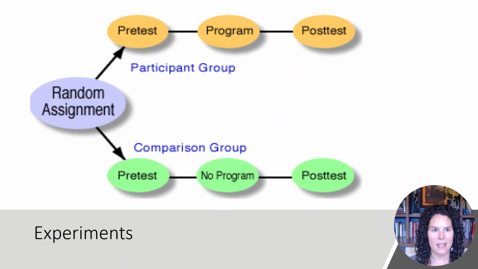So using that same dorm example, we could randomly assign some students to be in the special dorm, which would be the participant group, and some students to be in the regular dorm, which would be the comparison group. And then we'd do a pre-test before they started at CSU, or right when they got here, for their GPA. Then we'd implement the program, which would be living in either the special dorm or the regular dorm for the whole year. And then our post-test would be checking GPA at the end of the year.